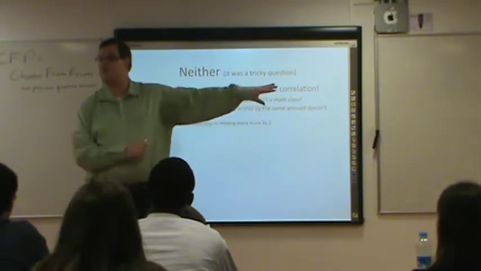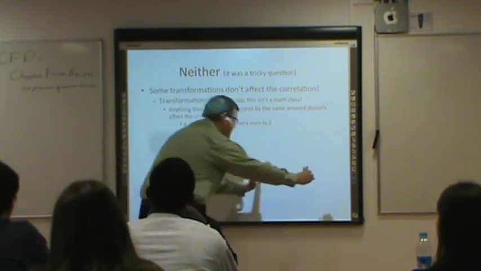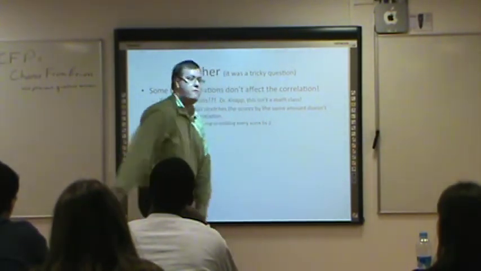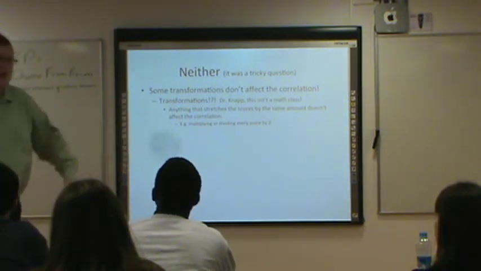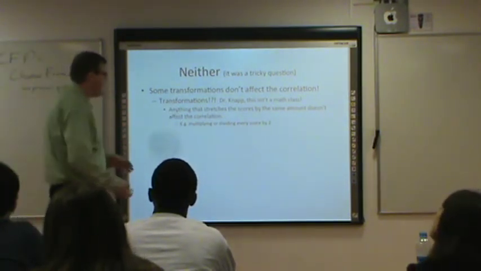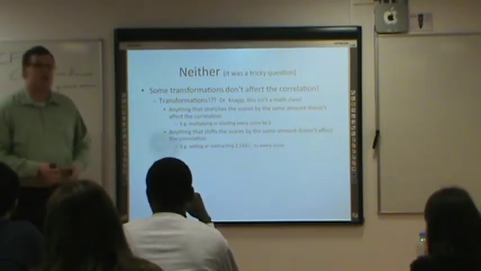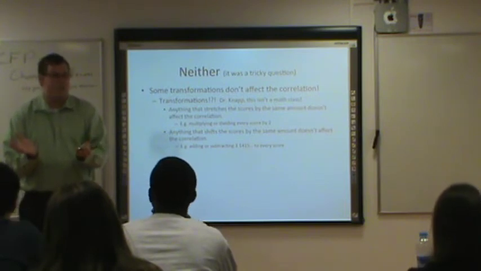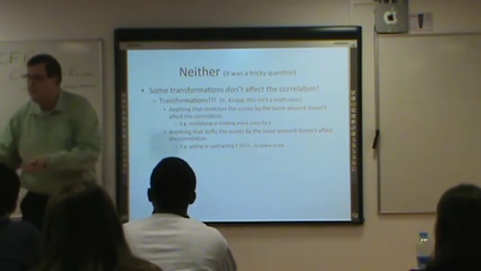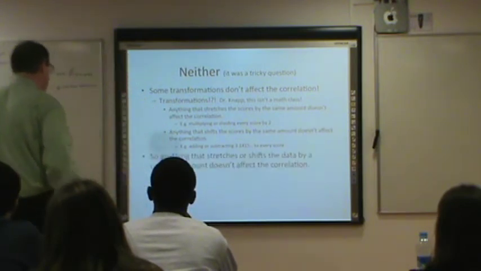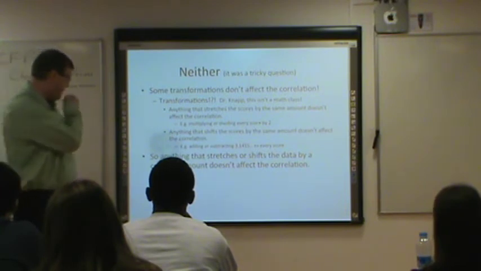We can multiply all of our scores by 2, like I did in that one example, right? We had these squares, and then these squares, I just multiplied the independent variable by 2 for all of them, and it spread things out. It stretched it. So anything that stretches or shrinks the scores by the same amount doesn't affect the correlation. And similarly, anything that shifts the scores, meaning we're adding a constant to them or subtracting a constant from them, doesn't affect the correlation. So anything that stretches or shifts the data by a constant amount doesn't affect the correlation.